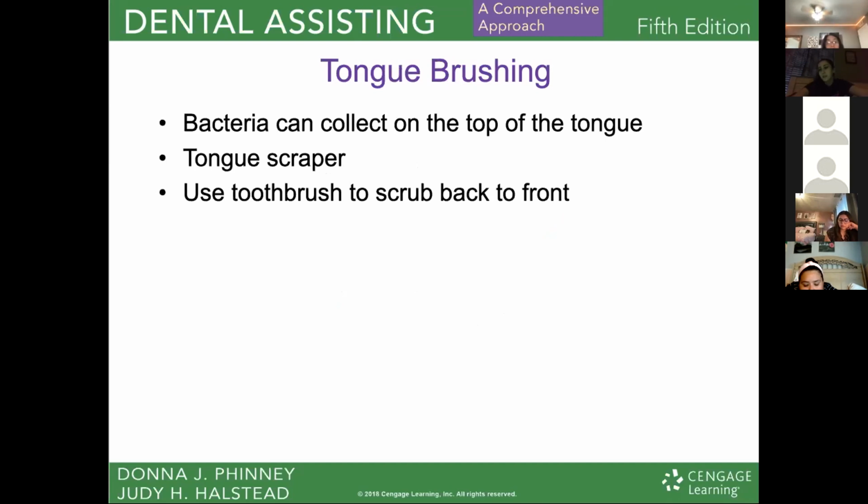Tongue brushing is important because bacteria can collect on the top of the tongue. So what we want to use is something called a tongue scraper. And it just looks like a plastic loop with little spikes on it. You can use that to scrape all the plaque and bacteria off the tongue. Or if you don't have a tongue scraper, you can use a toothbrush to scrub back and forth. But the idea is you want to get the plaque or that white film that sometimes collects on the tongue off, so that you don't get bad breath.